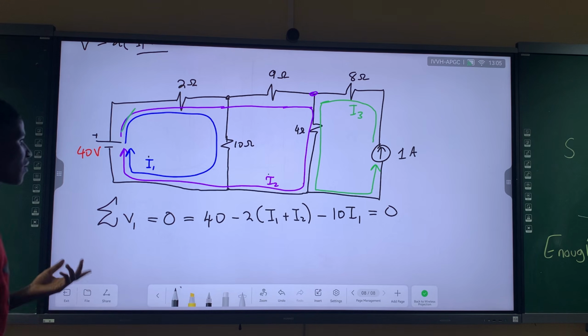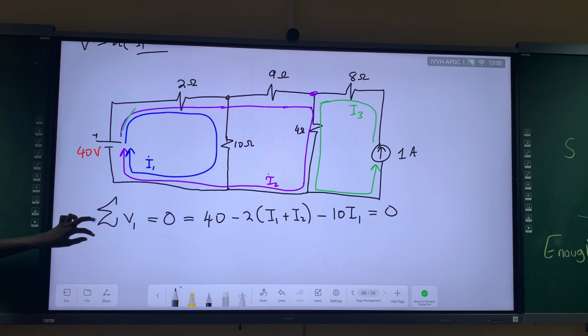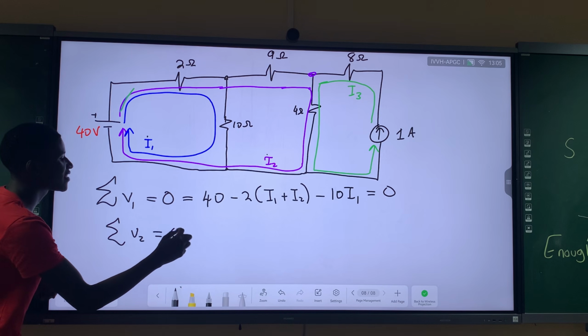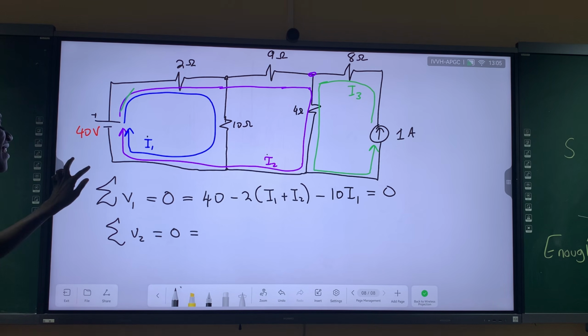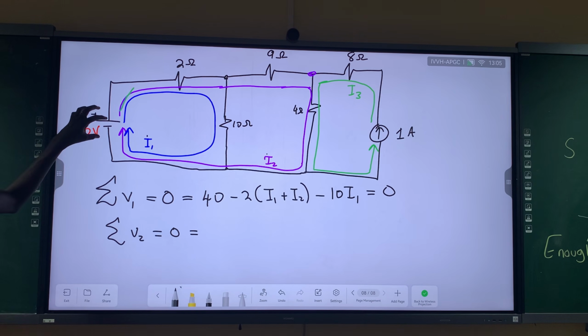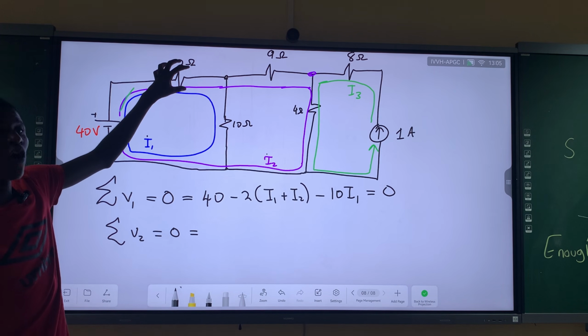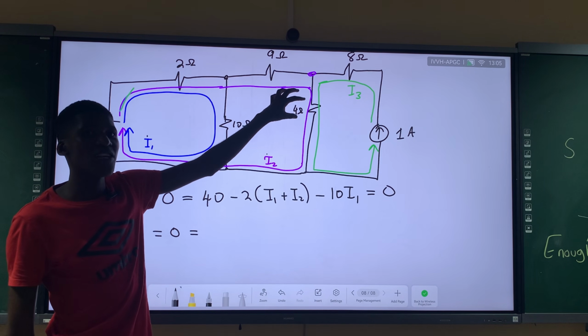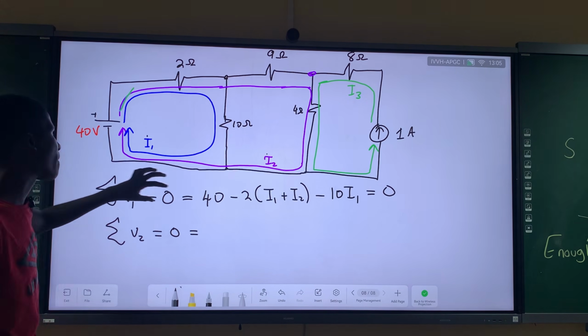Then we can consider the second loop again and the third loop, but I think 2 loops is enough to give you 2 simultaneous equations. The second loop, if I look at loop number 2, has a voltage source of 40 volts. It goes through a 2 ohms resistor, then a 9 ohms resistor, and then a 4 ohms resistor, and returns back to the voltage source.